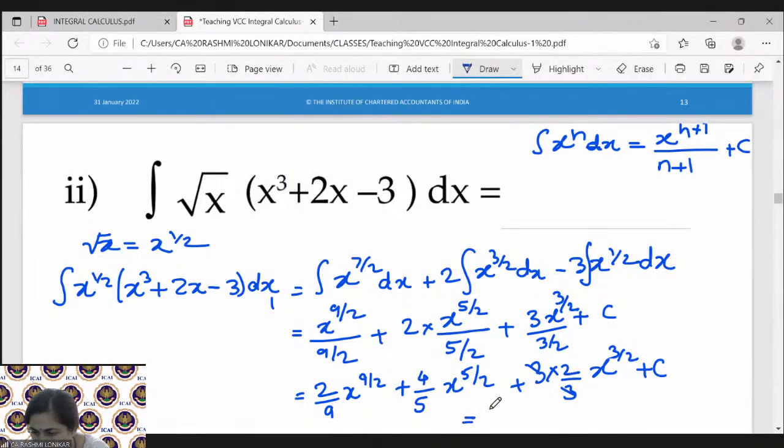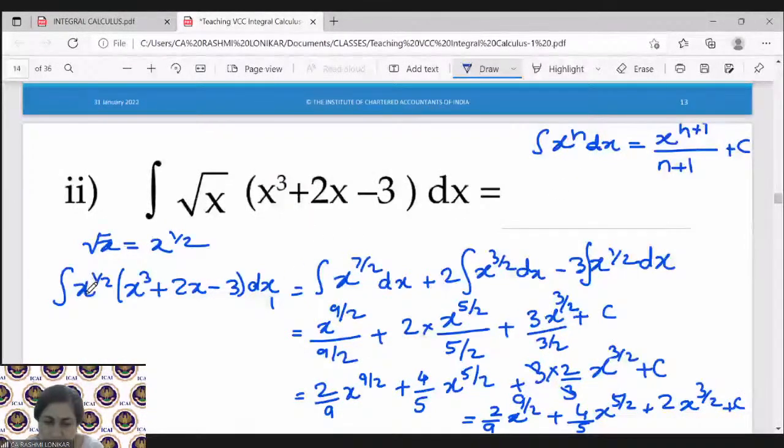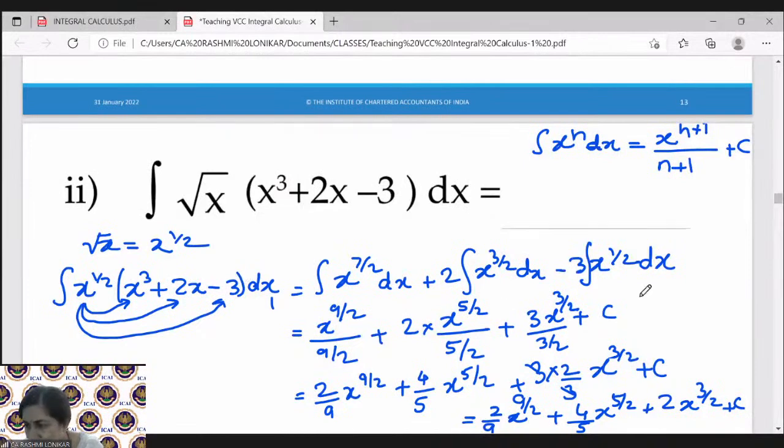So this is equal to 2 by 9 x raised to 9 by 2 plus 4 by 5 x raised to 5 by 2 plus 2x raised to 3 by 2 plus c. Okay. Here I have to multiply each x raised to half with this. I have to multiply it with this and I have to multiply it with this. Okay. So every term inside the bracket gets multiplied by root x, right?